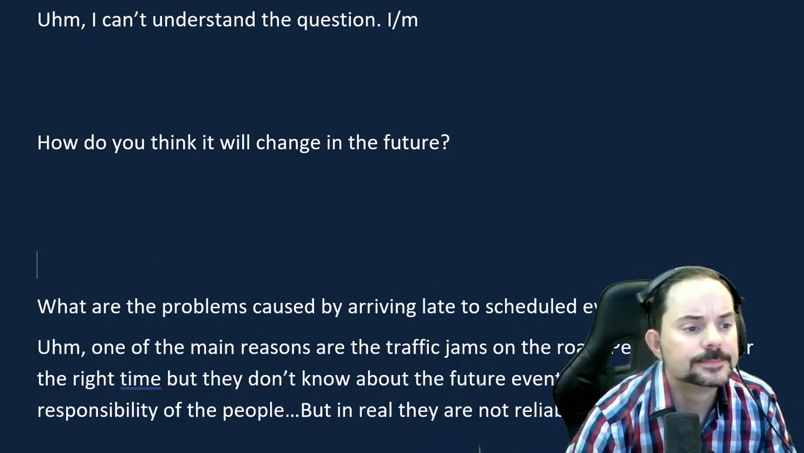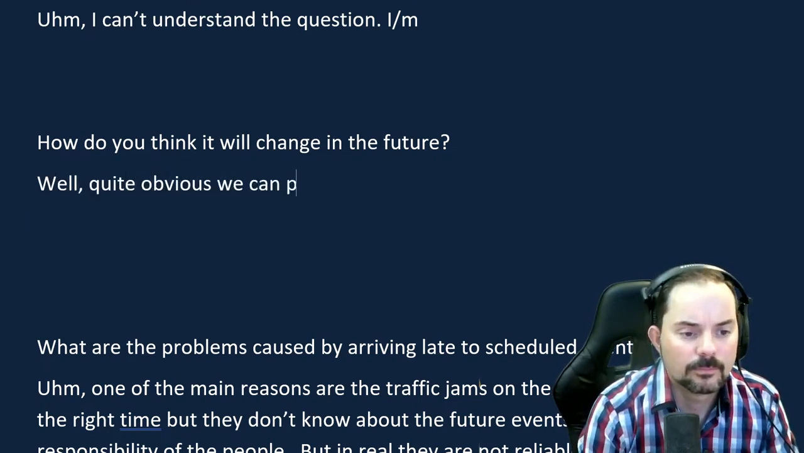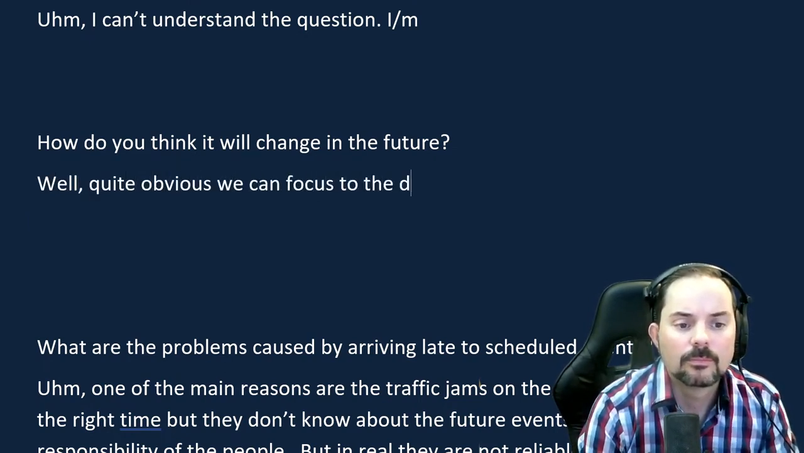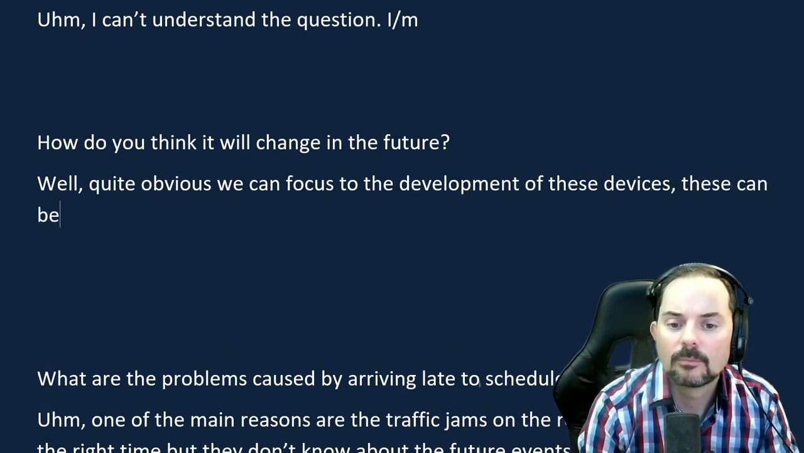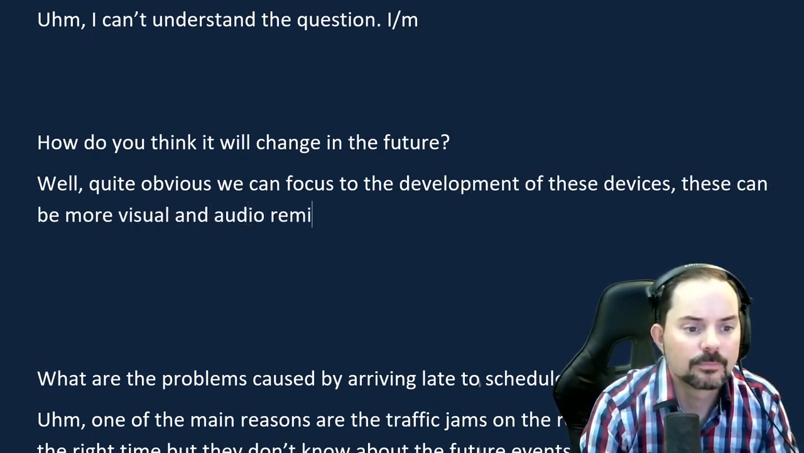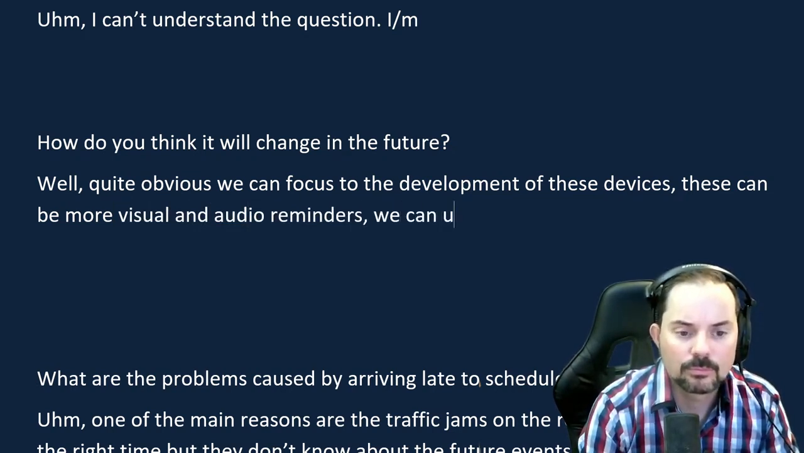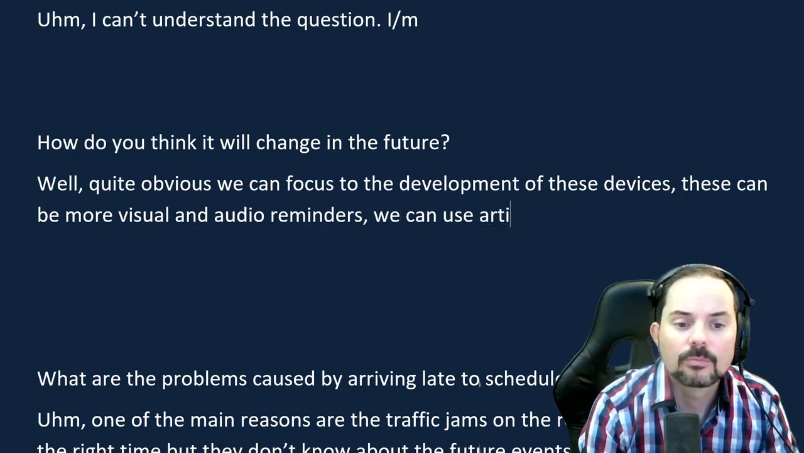Well, quite obvious. We can forecast the development of these devices and these helpers for us. So it could be more visual reminders or some audio reminders when we use artificial intelligence or some assistants which can help us to make a schedule even without inputting details, just from our voice, I guess. Hopefully not from our minds, but from our voice.